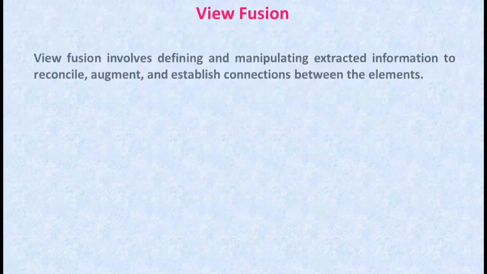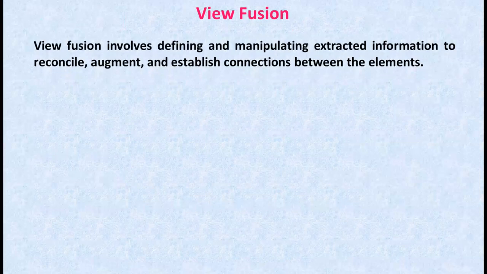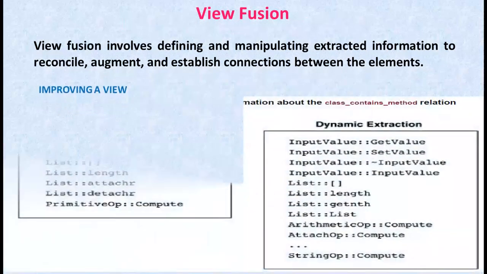So here the view fusion involves defining and manipulating the extracted information to reconcile and augment the established connection between the elements. So here different forms of extraction should provide complementary information, and fusion is illustrated using the examples given in this particular session. So here the first one is improving a view.